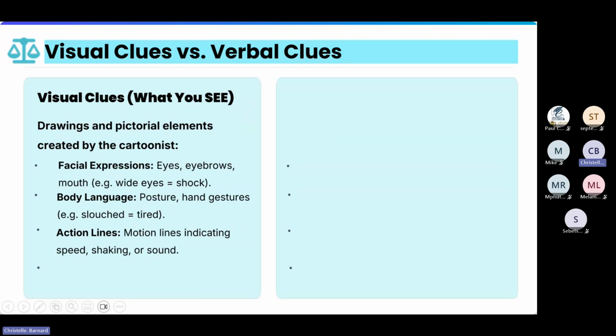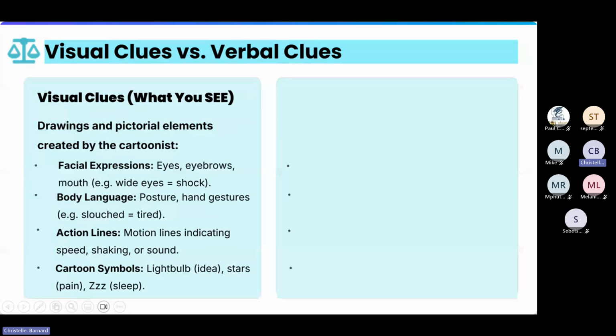It might be little lines at a person's feet indicating that the person is moving, or it might be if a person is pointing their finger and there are little lines next to the finger, it might show that they are shaking their finger up and down. So those are movement lines. And then the last one are cartoon symbols, things like light bulbs that show an idea.